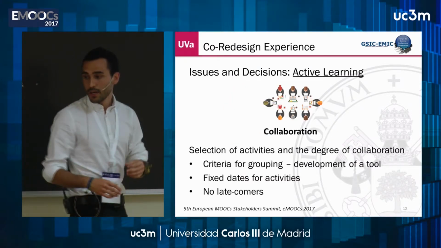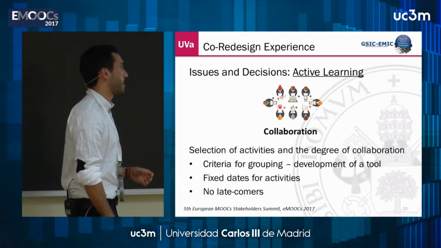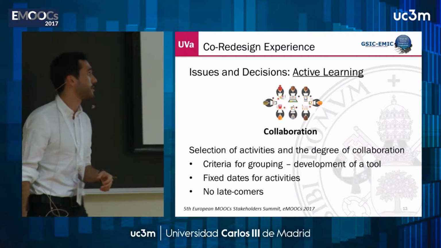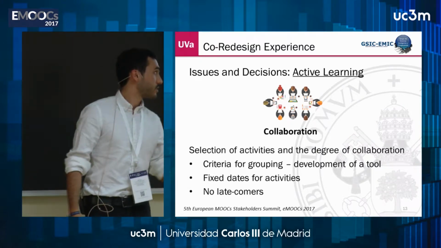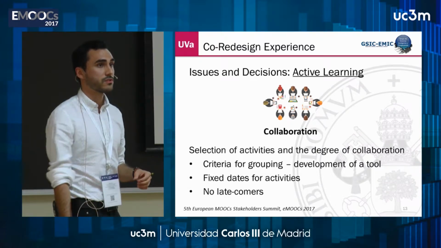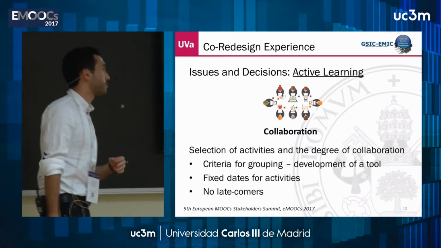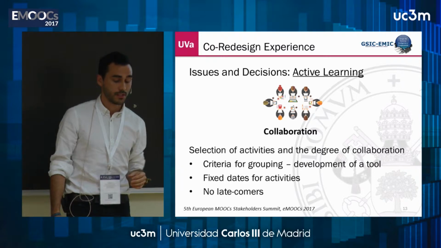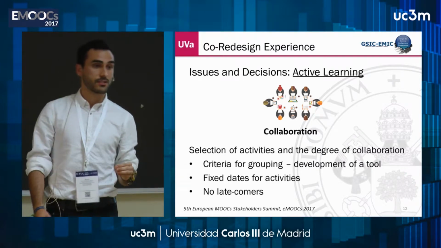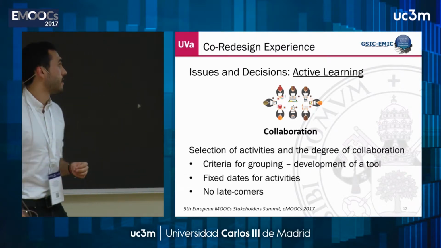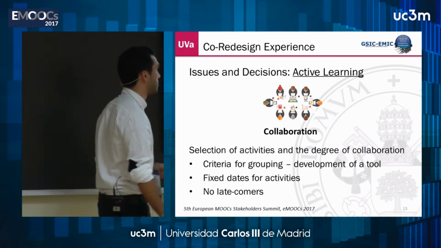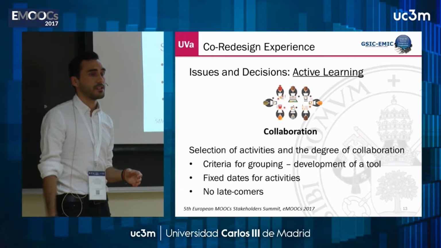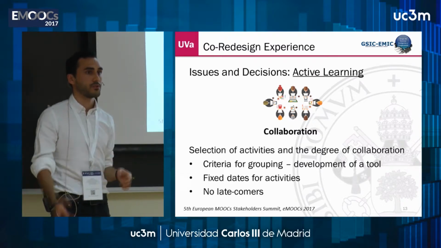Okay, and regarding the collaboration and the active learning, the first thing we did, the core redesign team, was the selection of activities and the degree of collaboration. For the degree of collaboration, we decided to use small groups of 6 students. And the selected activity was term extraction from text, for pedagogical reasons. And it's easy to implement and easy to encourage a student to do it.